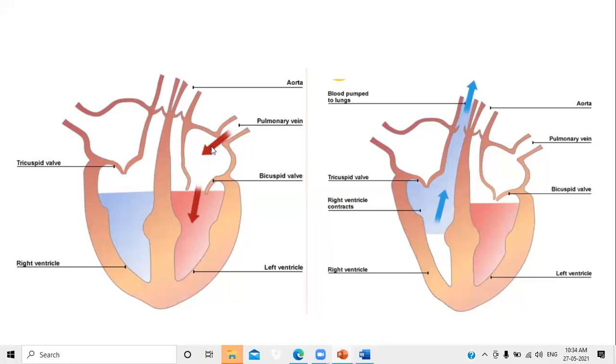Again, the blood will come from the lungs through the pulmonary vein. This is how it will get to the left side of my heart, into the upper room of the left side of my heart, which I call the left atrium. And then the left atrium will push the blood out of it into the left ventricle, and then the left ventricle will push the blood out of the heart through the aorta.